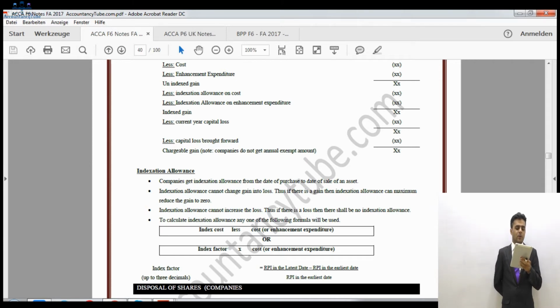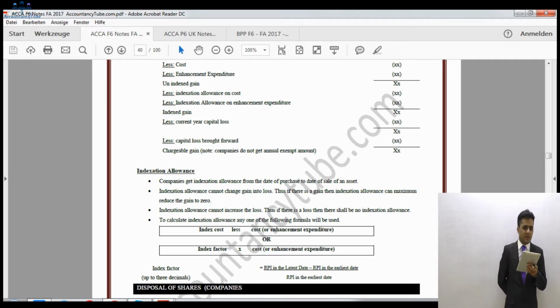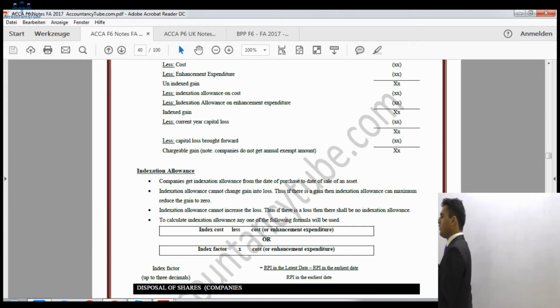And how do we calculate it? We take the indexed cost and deduct the cost from that, and that gives us the indexation allowance. However, in the exam, you will have to apply the second rule, which is indexation factor multiplied by the cost. Sometimes the indexation factor will not be given to you in the question. You'll have to calculate it.